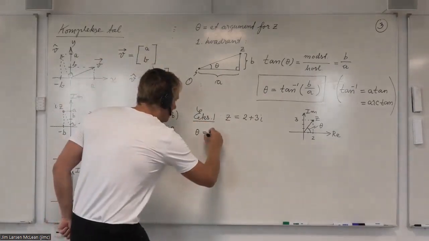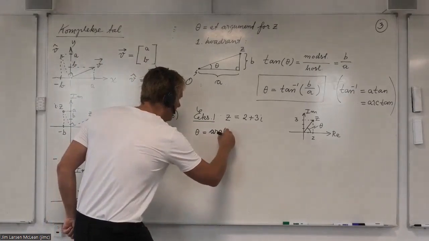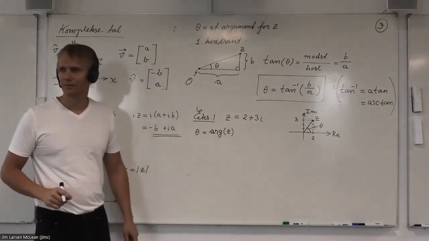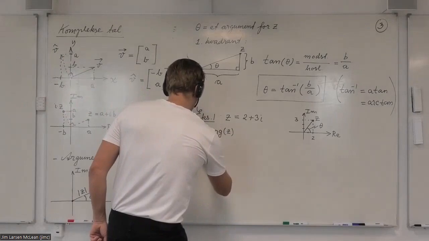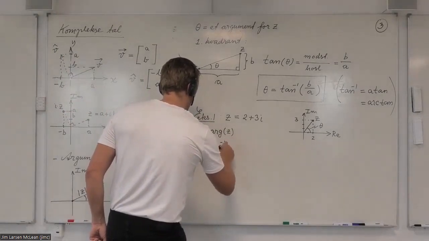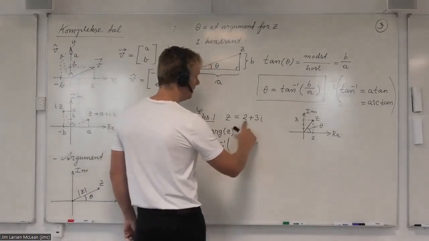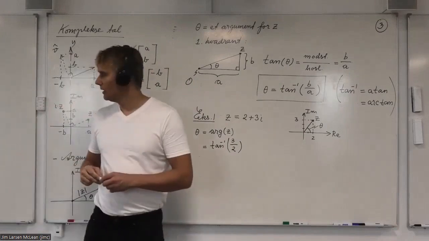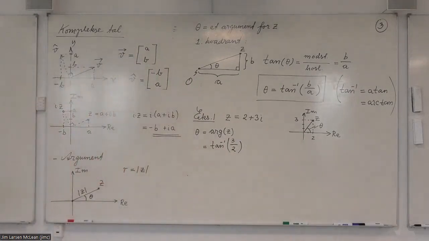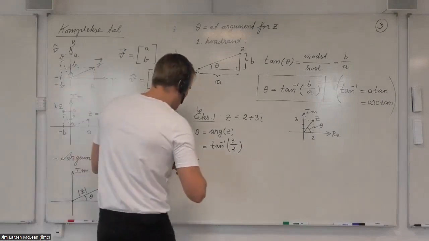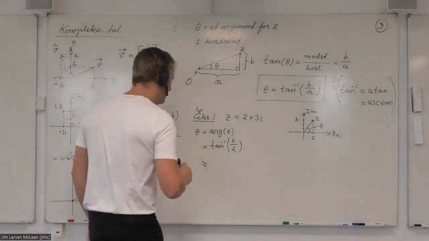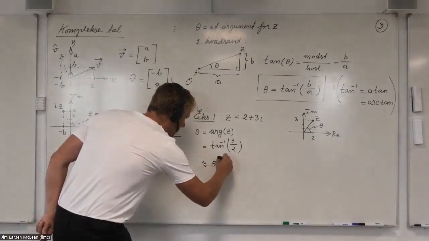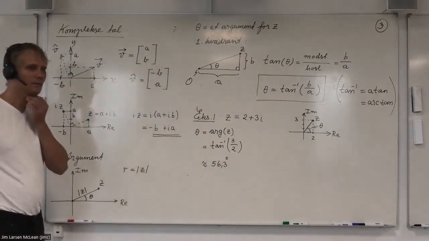And by the way, it's also written like this: arg z. And we read it: here is an argument for z. Are you following me? Tangent to the power of -1, 3 over 2. And I can't remember what it gives. Maybe it gives 56.3 degrees. So I write approximately equal to, and then I submit just with 3 significant figures. So that's the argument.